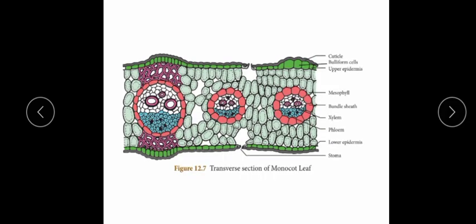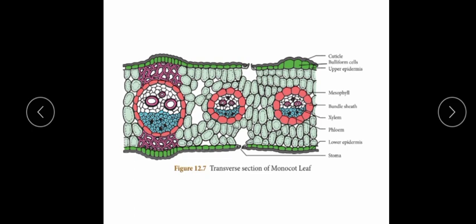Okay, now let's go on with the next one, which is the TS of monocot leaf. Now just compare what we learnt in the dicot leaf and the monocot leaf. In the dicot leaf, we were able to see only one vascular bundle, whereas here you can see many vascular bundles in the diagram. In the central part you can see 3 red circles, which are the vascular bundles.